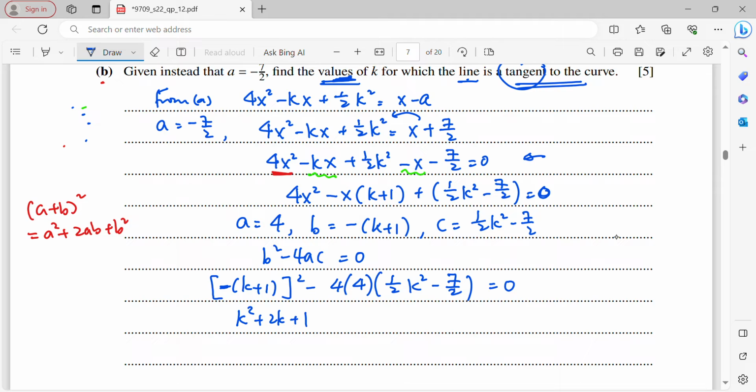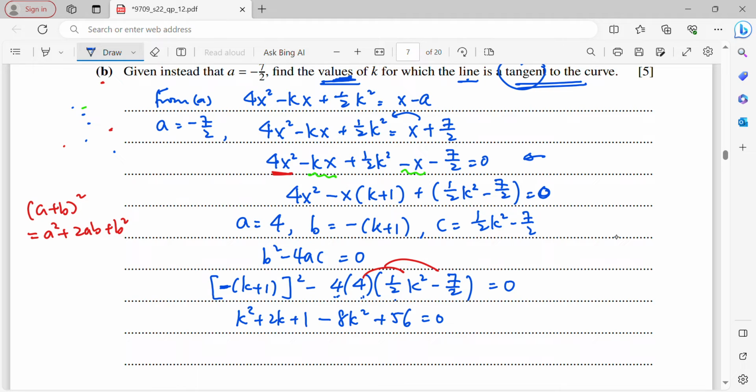Okay, so 4 times 4 is 16. 16 times half, it will be 8. So minus 8k squared. So now, negative 4 times 4 minus 16 times negative 7 over 2, you will be getting plus 56 equals to 0. So here is just to do expansion. Expand, expand.